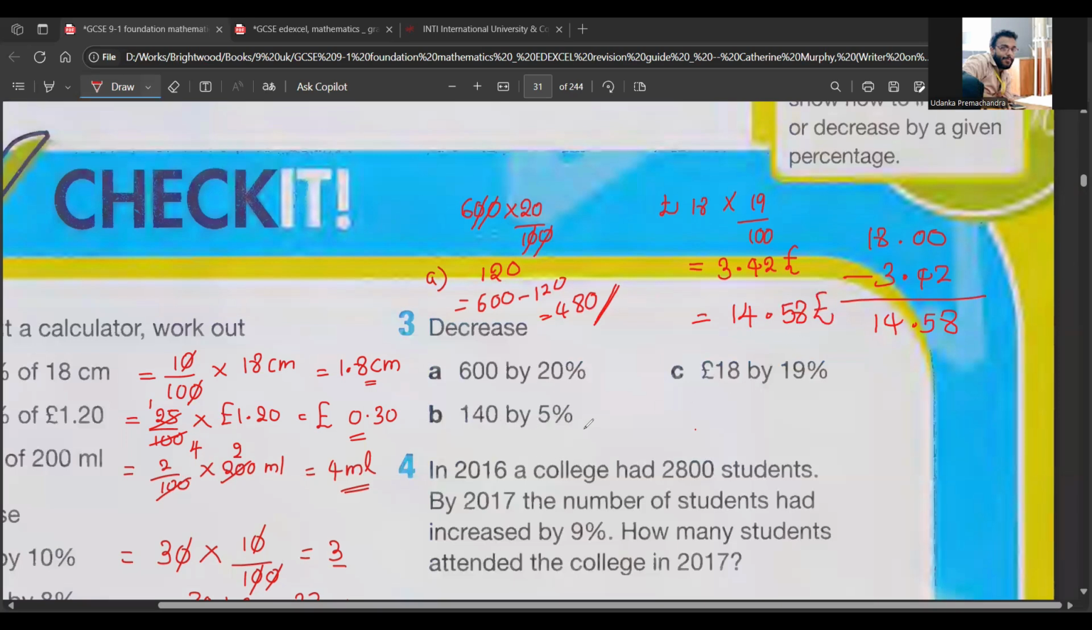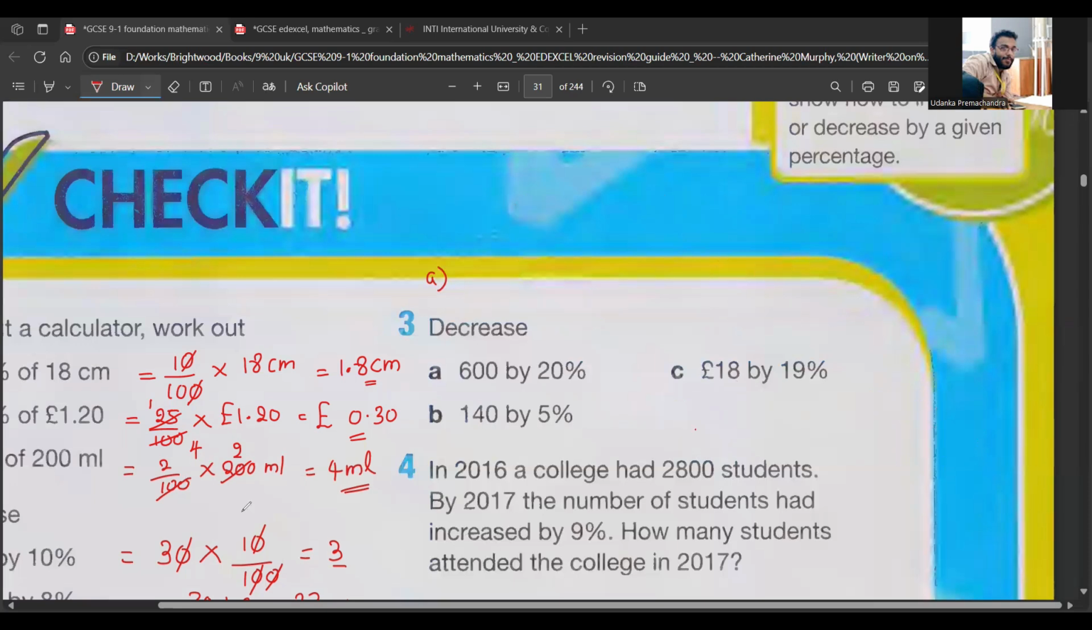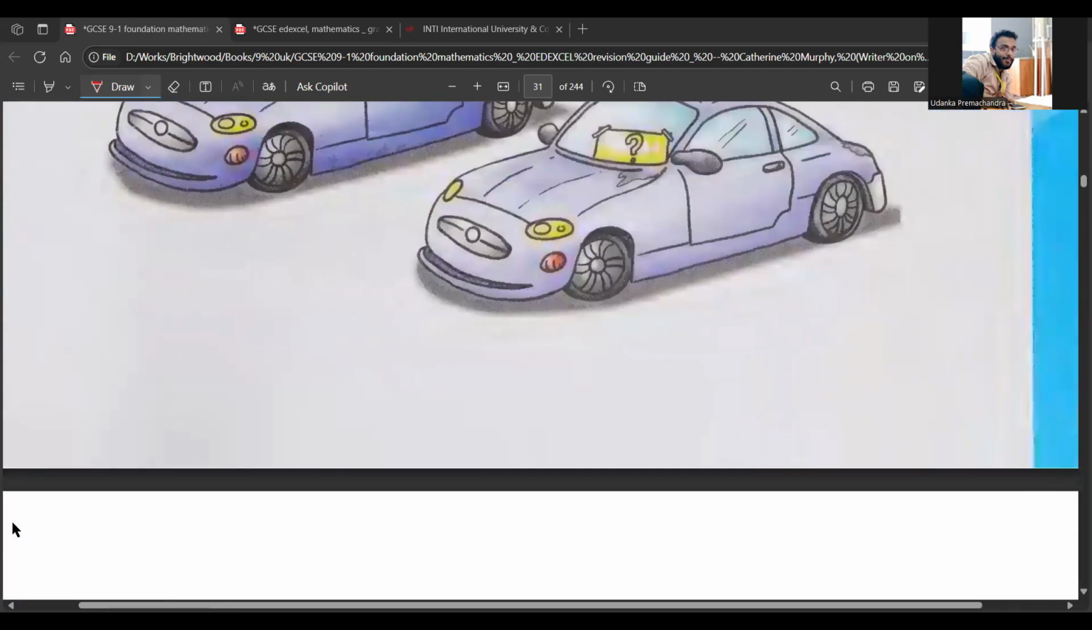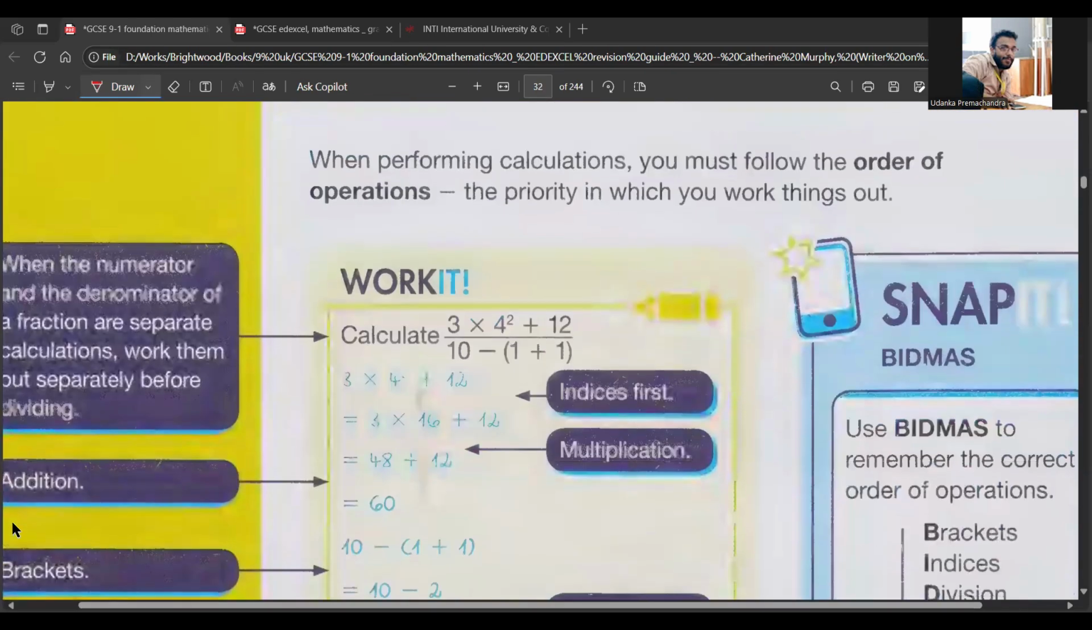Okay, here 140 by 5%. 0 and 0 cancel. If you want, you can cancel by 2 here. 140 divided by 2, 7. So final 140 minus 7 is 133. Like that. Okay, I think you got the point. Yes, like that you can calculate.